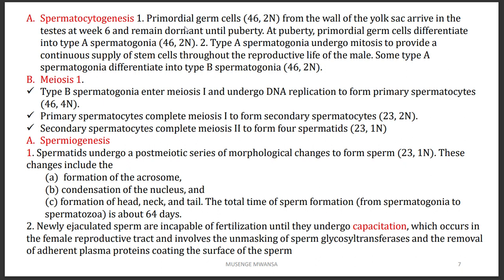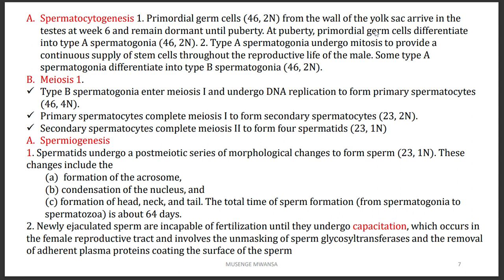So in spermatocytogenesis, you have the primordial germ cells, 46 and 2N, which are going to arrive in the yolk sac by week 4, and then they are going to migrate to the testis by week 6. Where are they coming from? They are coming from the epiblast, where they were formed in the second week. When they arrive in the testis, they are going to remain dormant. These are the primordial germ cells. They are the ones which remain dormant until puberty. Different from a girl, where it is a primary oocyte which remains dormant till puberty. For a boy, it is the primordial germ cells.